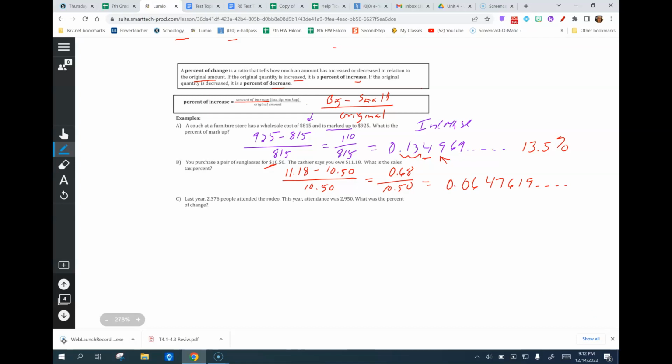So it talks about the sales tax percent. I'm going to take big minus small divided by the whole thing. And on this one, you can see that the tax is actually just 68%. Okay, so on that one, that is your tax. So we're finding out the percent according to the original, and we get this lovely number.